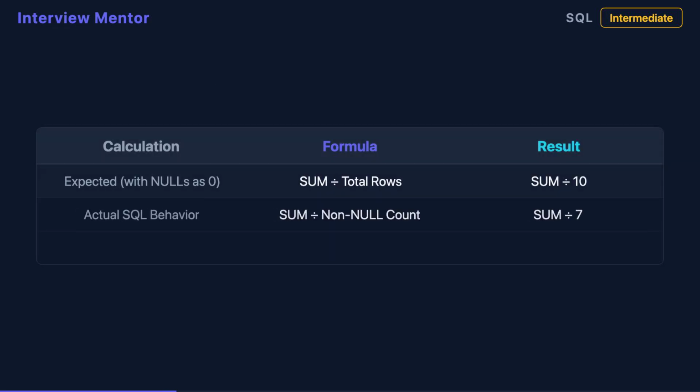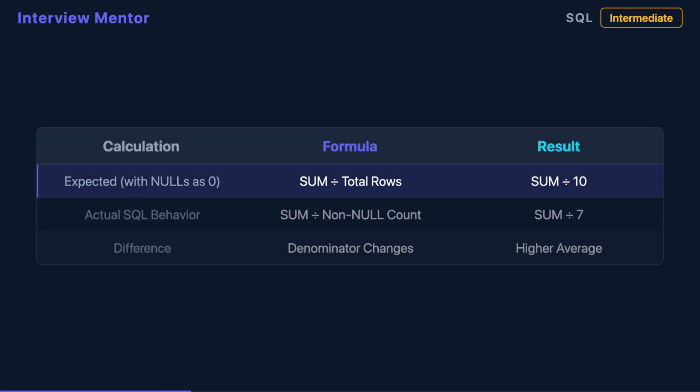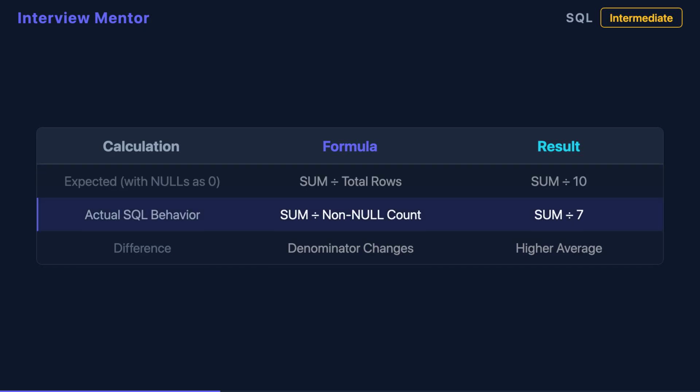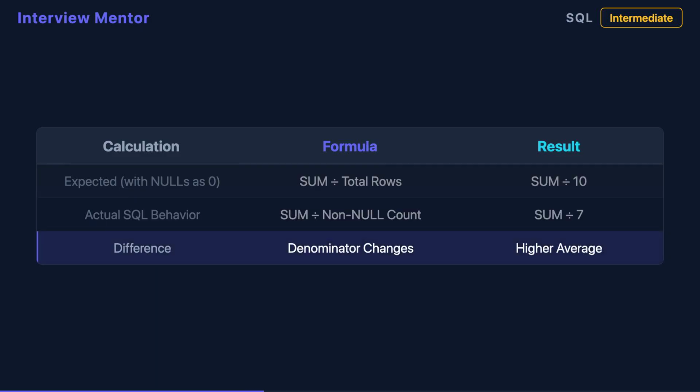This creates what we call the denominator effect. AVG is really sum divided by count, but the count here is the count of non-null values, not the total number of rows. So if you have 10 rows and 3 are null, AVG divides the sum by 7, not 10. That changes the average dramatically.